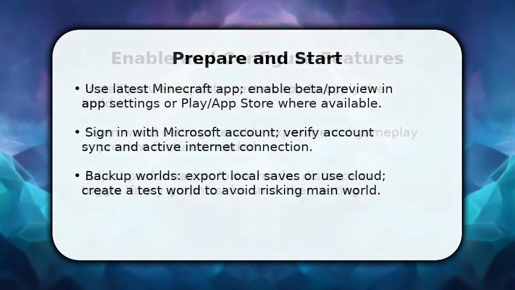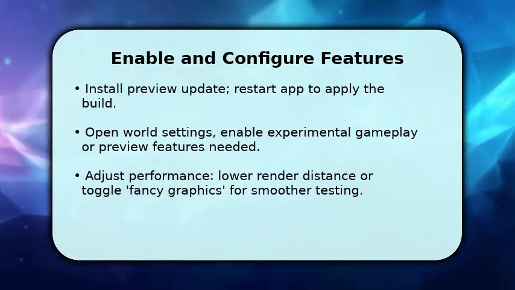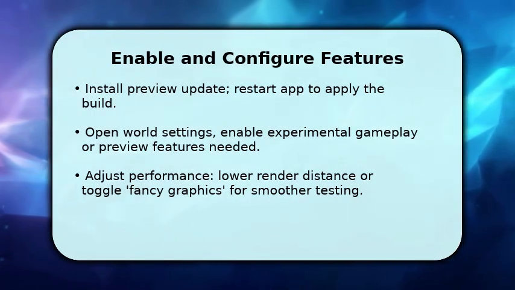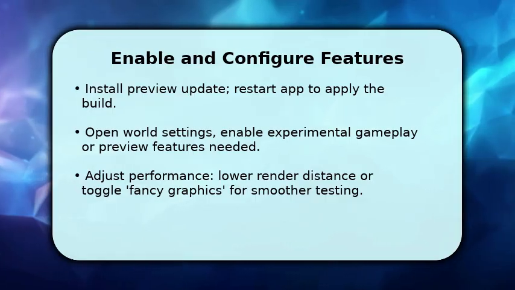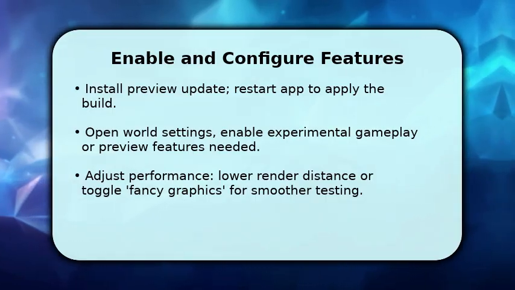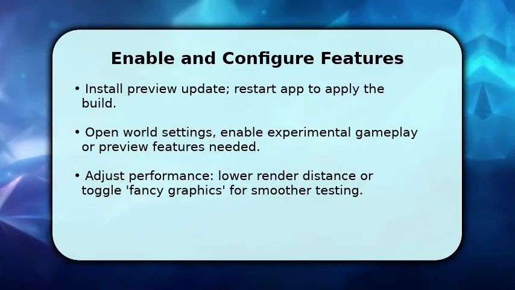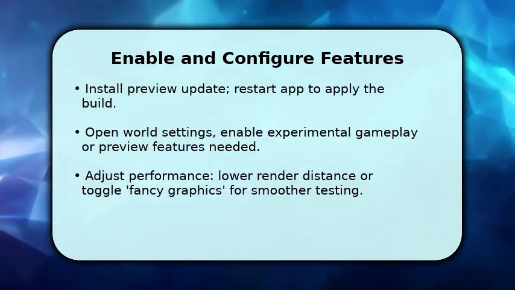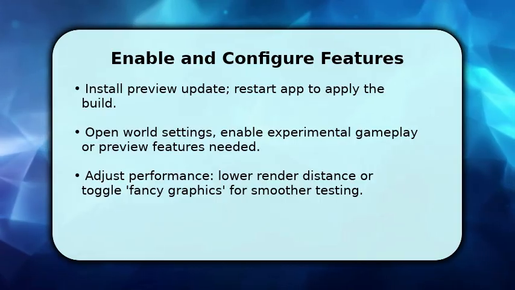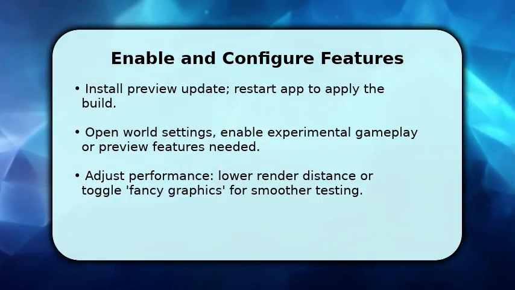Now you move into enabling and configuring the preview content. After installing the preview build, restart the app so changes take effect. Open a test world, go to World Settings, then toggle experimental gameplay or specific preview options you want to test. Configure controls and resource packs if required.